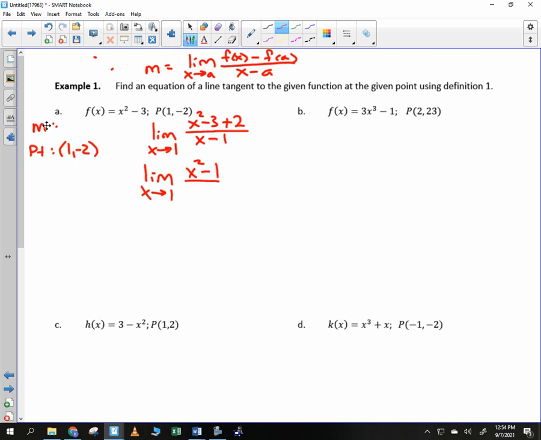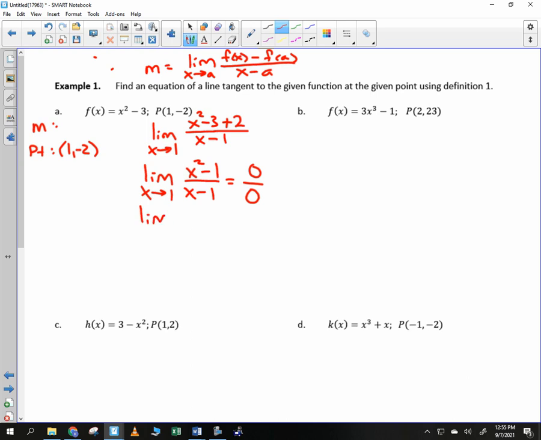X squared minus 1 over x minus 1. So all we've done that's new is we've used this formula. The fact is that we've learned how to solve these limits, haven't we? This is a piece of cake upside down. Look, if you plug in 1, what do you get? 0 over 0. Every single time that you find the slope of a line tangent, you always come up with 0 over 0. So how do we reconcile that issue?